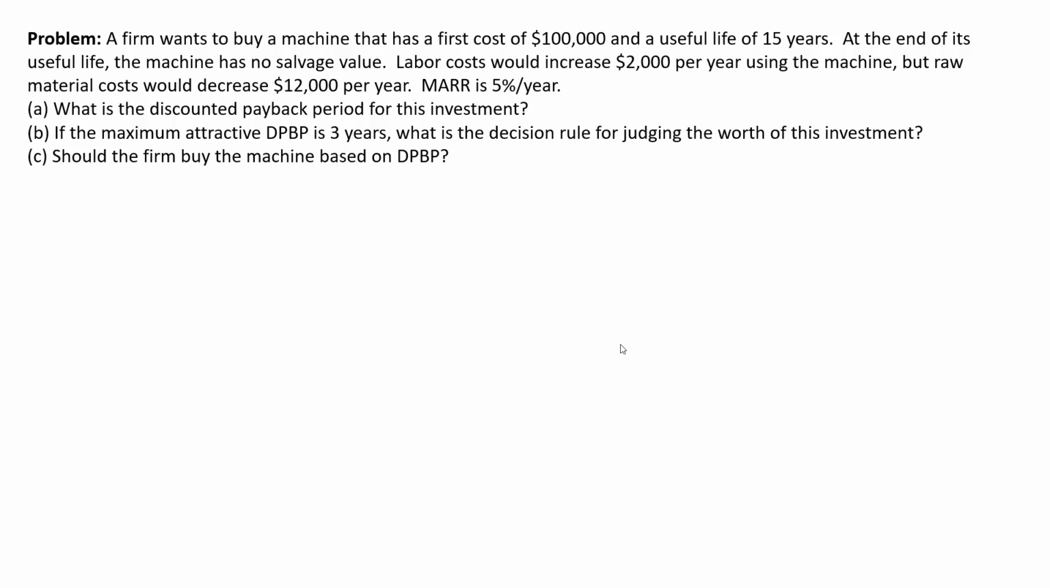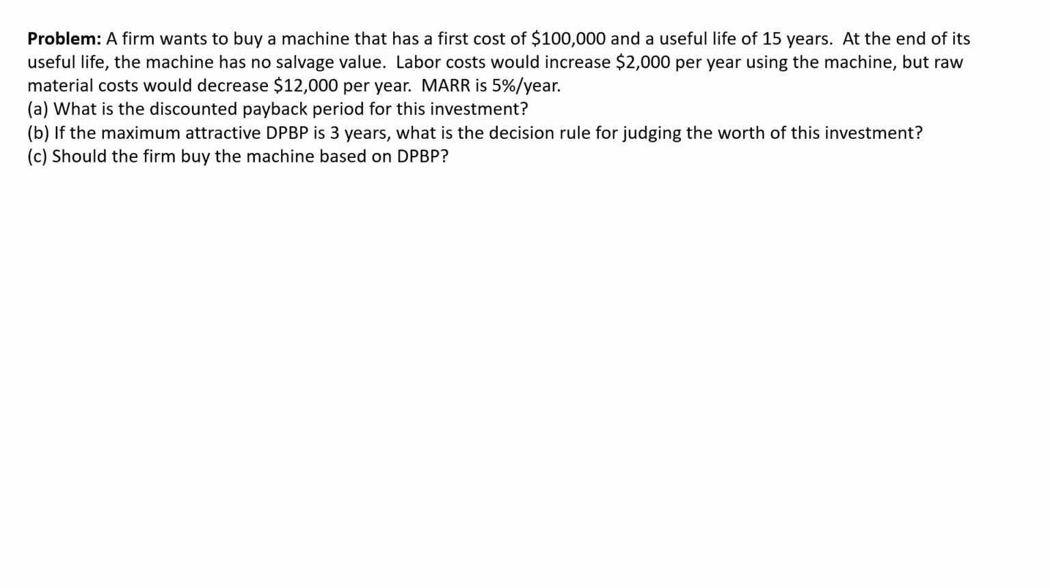Let's look at this. A firm wants to buy a machine that has first cost of $100,000 and a useful life of 15 years. At the end of its useful life, the machine has no salvage value. Labor costs would increase $2,000 per year using the machine, but raw material costs would decrease $12,000 per year. And the minimum attractive rate of return is 5% per year. What's the discounted payback period for this investment? Right, that's the first question.